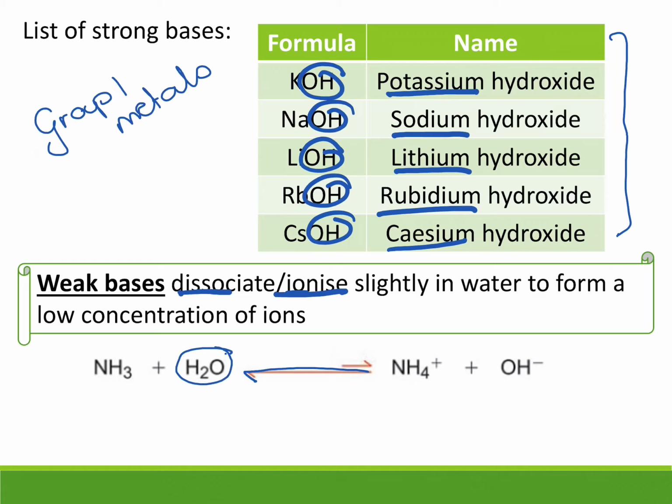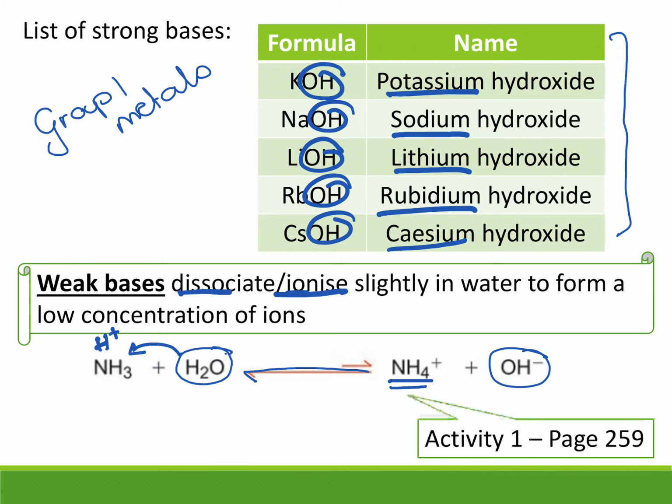What's going to happen here is the H2O is going to give a high H plus ion to the ammonia to form ammonium. What are we always forming though? The OH minus ions. Strong acids, we get lots of ions. Strong bases, we get lots of ions, lots of product. Weak acids, we get very little product, lots of reactant. Weak bases, very little product, lots of reactant. Okay? Please, you now need to do activity 1 on page 259, and then you can move on.